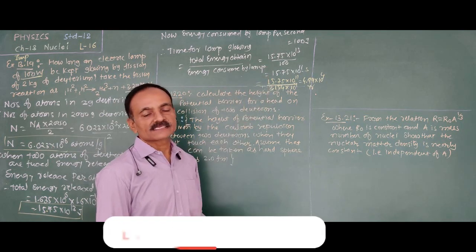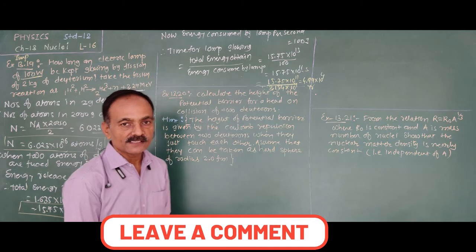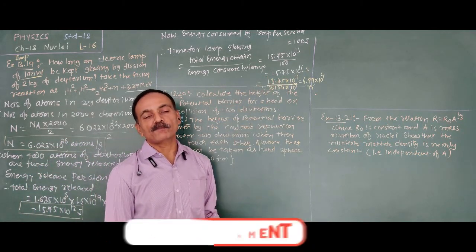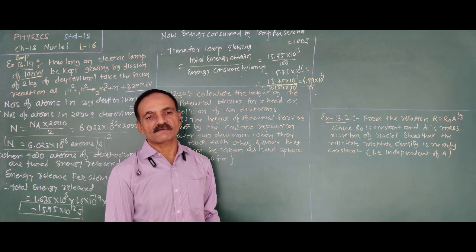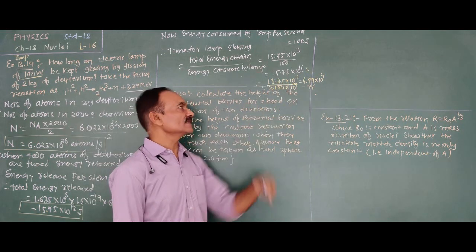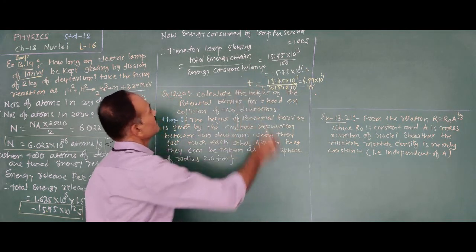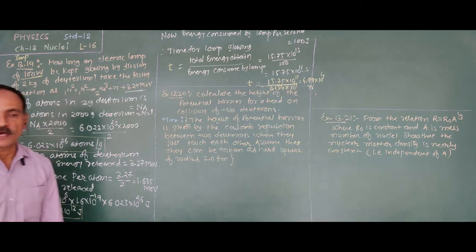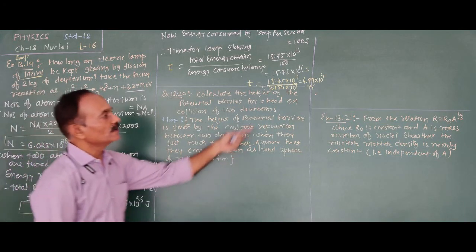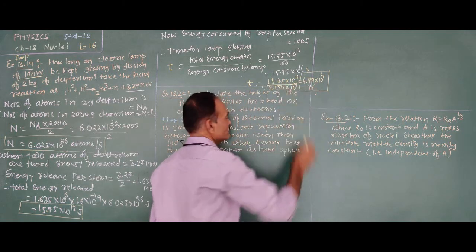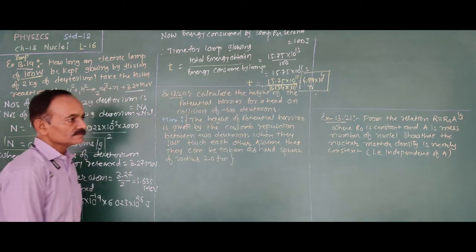This time is in seconds, we convert second into year, therefore this quantity is divided by 3.154 into 10 to the power 7 second. Therefore we obtain this answer in year. So that is the time. So the lamp of 100 watt is glowing for 4.99 into 10 to the power 4 year. Okay.